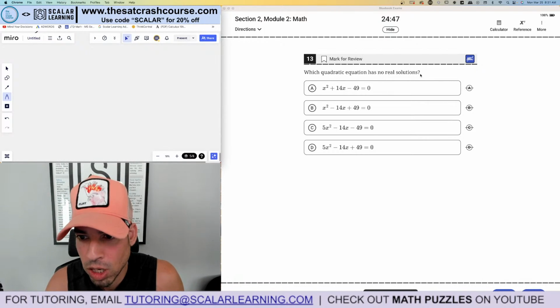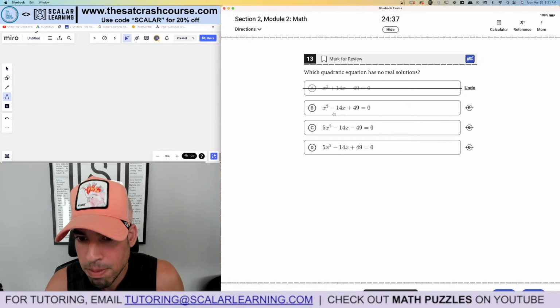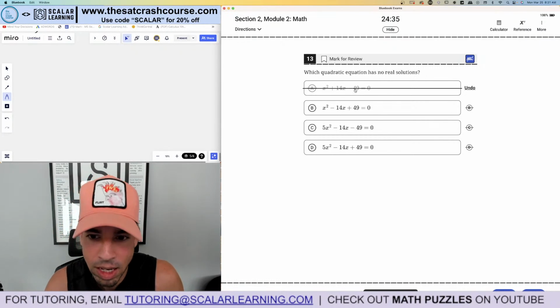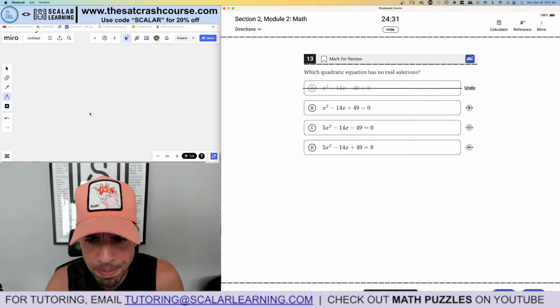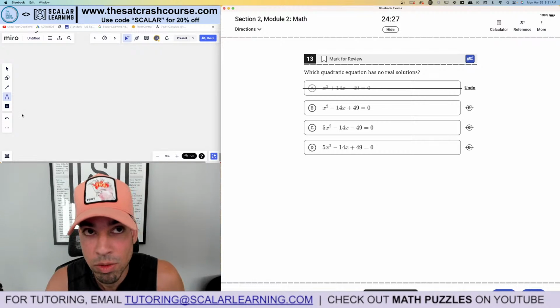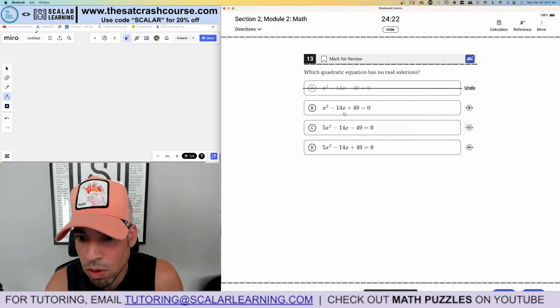Which quadratic equation has no real solutions? It's whichever one of these where the discriminant is negative. B squared minus 4ac. I can tell that this is going to be positive because of the minus 4ac, and that c is negative. It's going to all be positive. B squared minus 4ac. Hold on. 196, and then 4 times 49 is 160, 196. This is going to have a discriminant of 0. I'm doing it in my head. B squared minus 4ac, that's going to be 0.